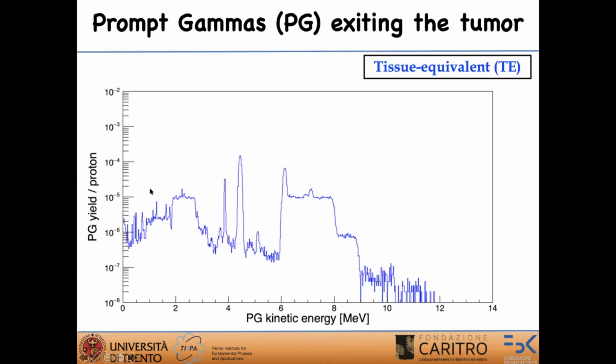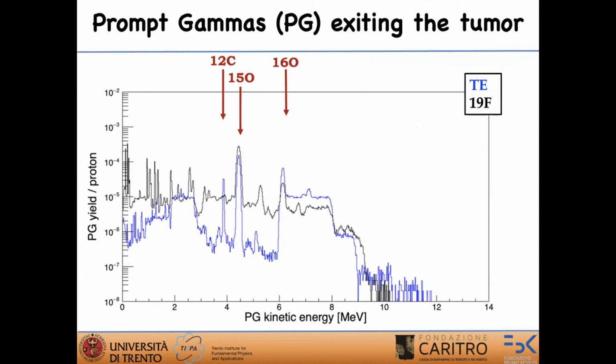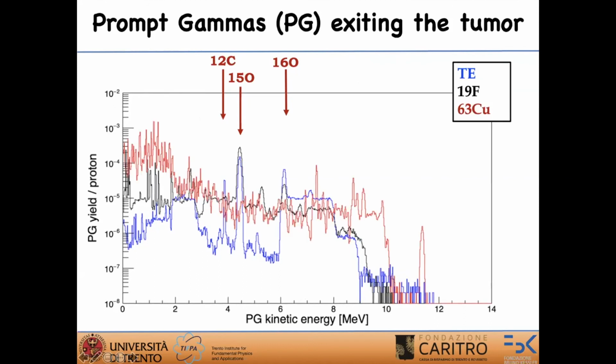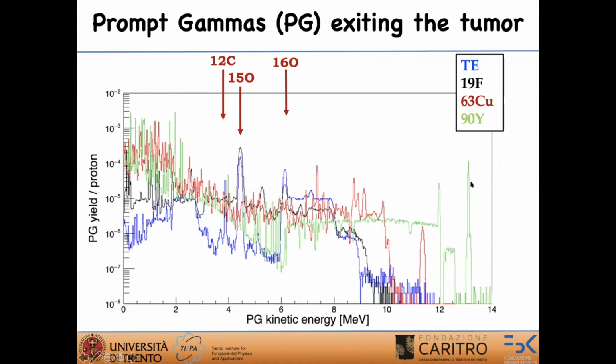This is our background. This is the prompt gamma that is going to be emitted if the tumor is not loaded with anything. You do see three signature peaks, which are the carbon and oxygen excitation. We are mostly made of oxygen and carbon, we know that. What if we add fluorine to our tumor? Well, fluorine, unfortunately, does not really enhance. You do see an enhancement, so the black line is higher than the blue line, but you do not really see any extra peak, especially in the high energy region. The situation gets better if you have copper or yttrium as well. Now, you do see some weird plateaus, and this is probably because Geant4 does not have all the libraries for these prompt gammas.